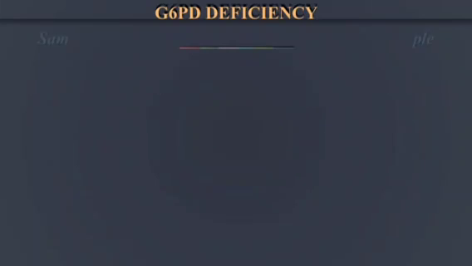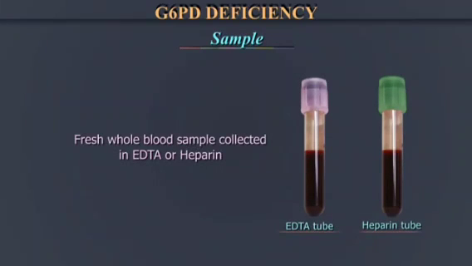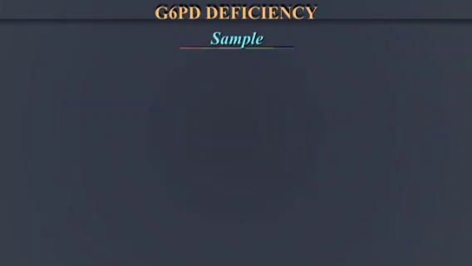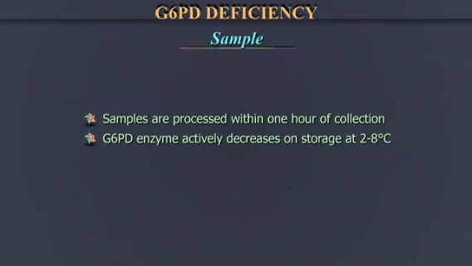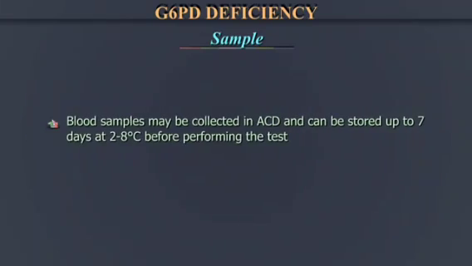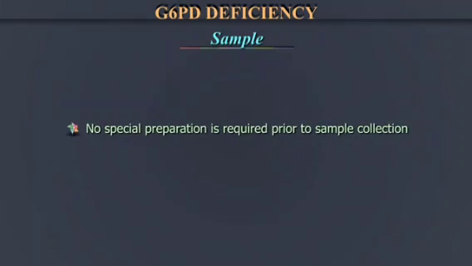1.25%. Sample. A fresh whole blood sample collected in EDTA or heparin only. The samples must be processed within 1 hour of collection, since the G6PD enzyme activity decreases on storage at 2 to 8 degrees centigrade. Blood samples may be collected in ACD and can be stored up to 7 days at 2 to 8 degrees centigrade before performing this test. No special preparation of the patient is required prior to sample collection by approved techniques.